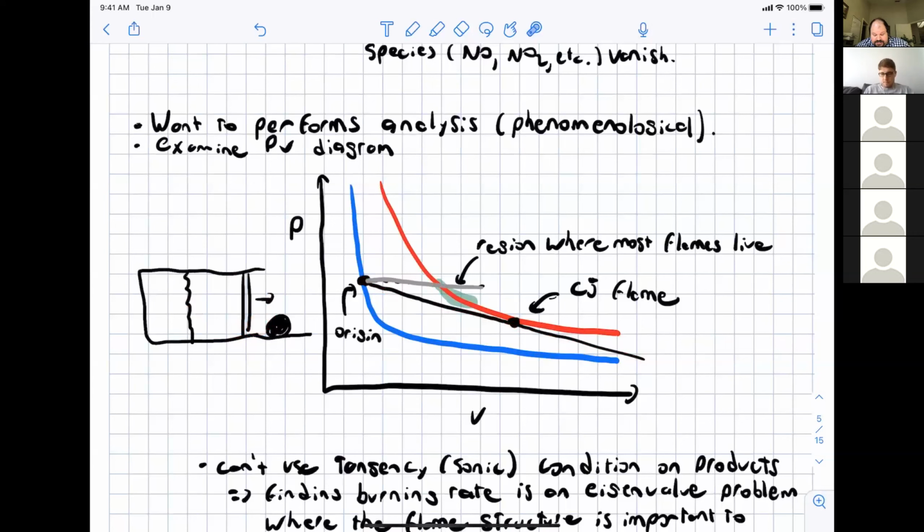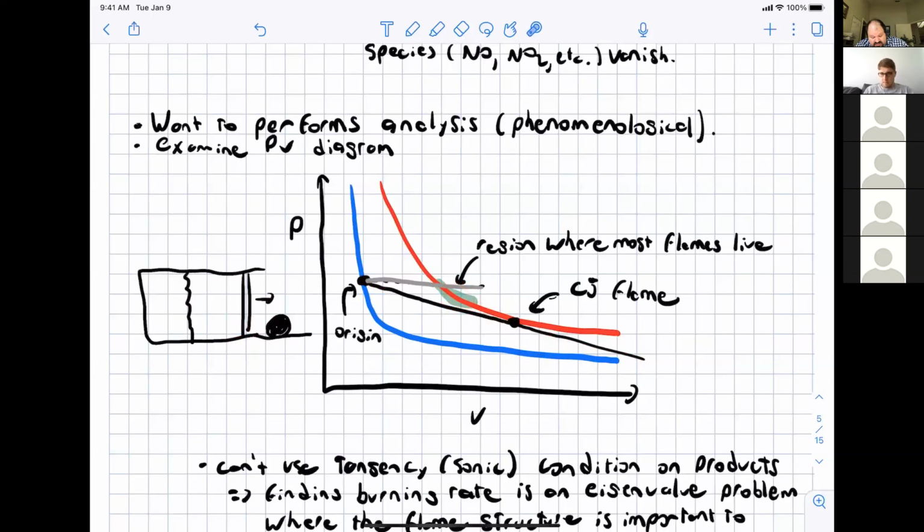And in reality, the closer and closer you get to the CJ flame condition, the more and more unstable your flame becomes. Now, where most stable flames live is basically very close to the very top of the lower part of the deflagration branch on the Hugoniot.